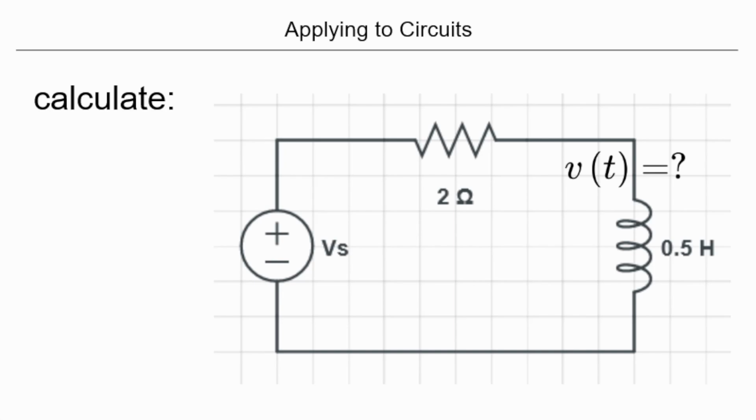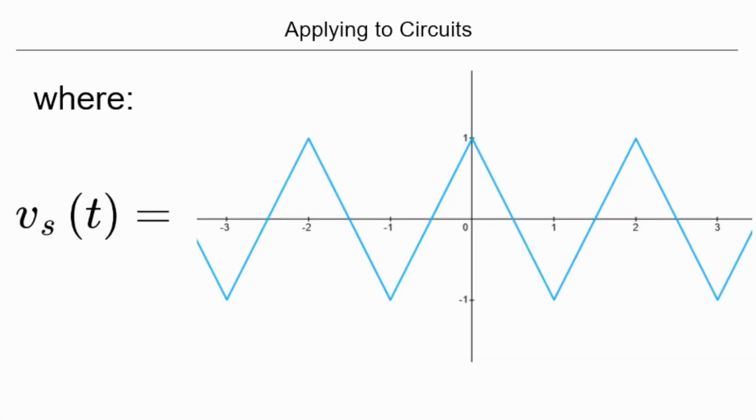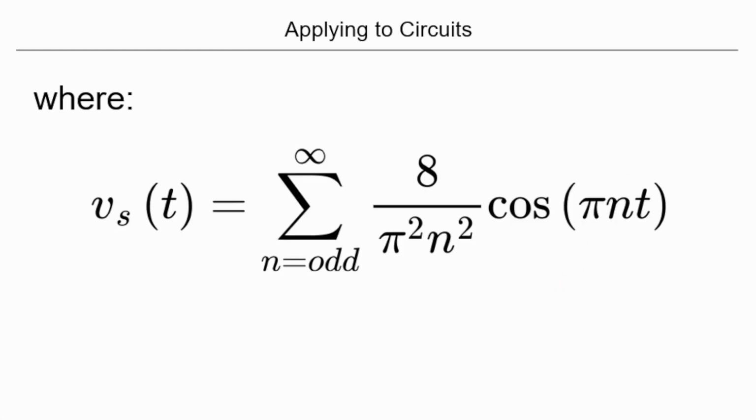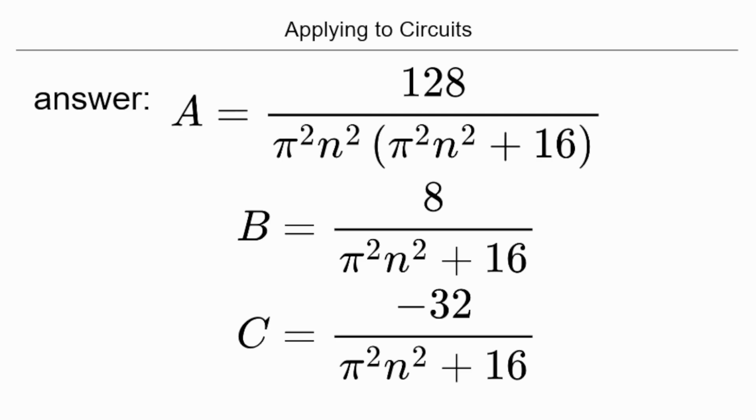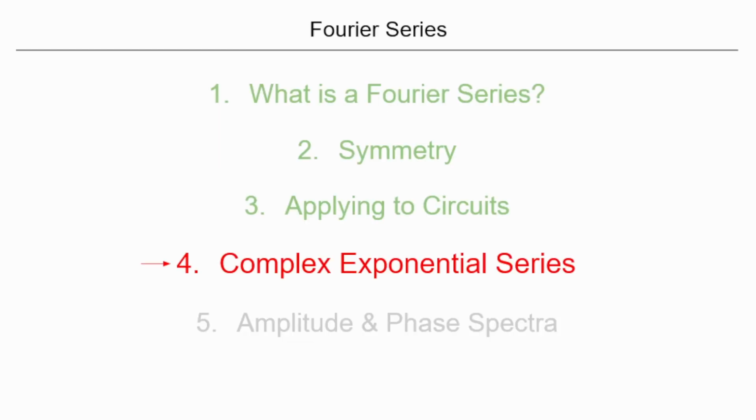Calculate v of t on this inductor, where v of s is this, which you have calculated before, and turns out to be this function. If you've done so, you should have gotten something like this, where a, b, and c are these terms. And with that, I think we're done with applying them to circuits, which really isn't that special.